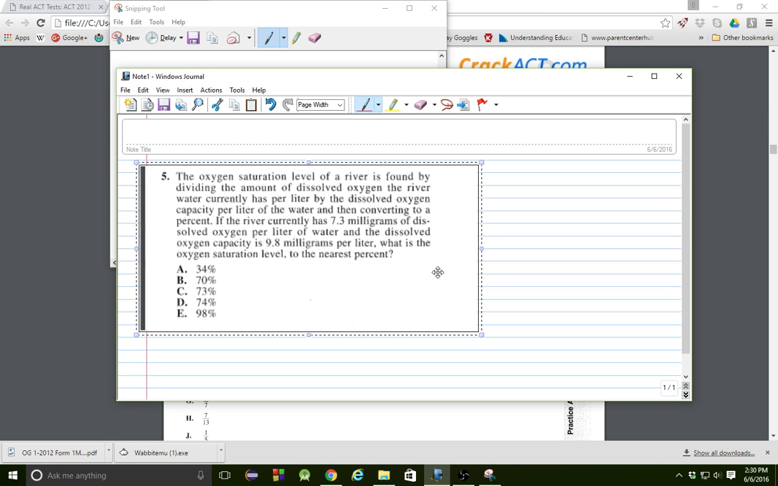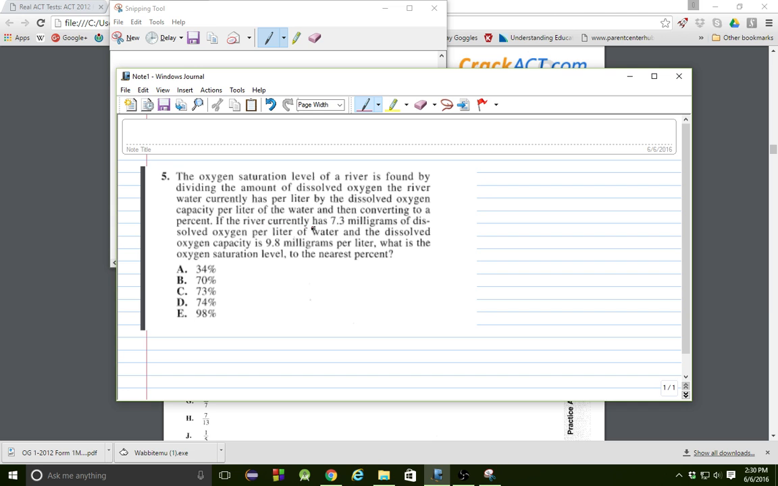The oxygen saturation level of a river is found by dividing the amount of dissolved oxygen the river water currently has per liter by the dissolved oxygen capacity per liter of water, and then converting to a percent. If the river currently has 7.3 milligrams of dissolved oxygen per liter of water and the dissolved oxygen capacity is 9.8 milligrams per liter, what is the oxygen saturation level to the nearest percent?